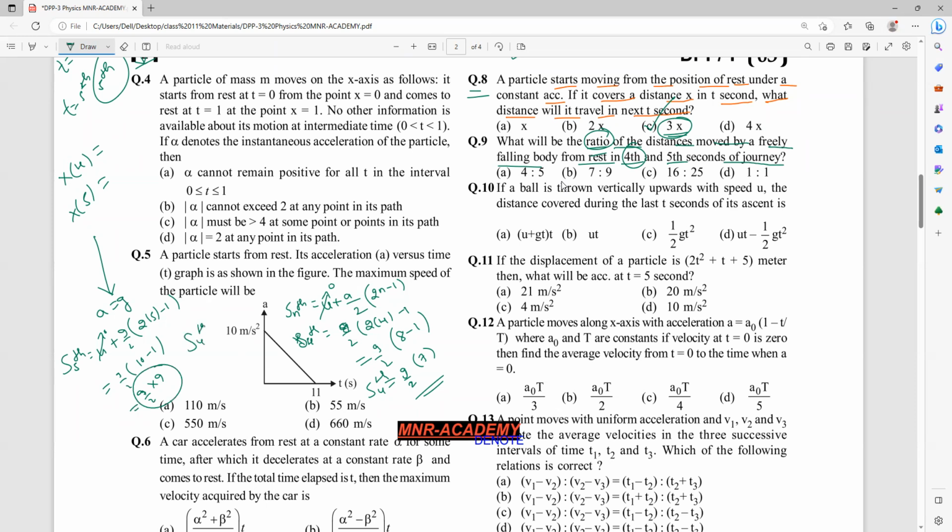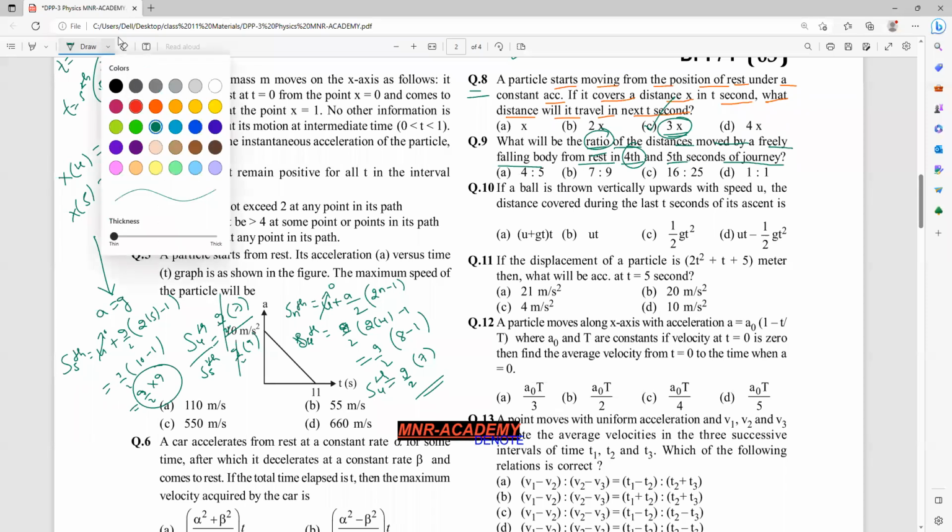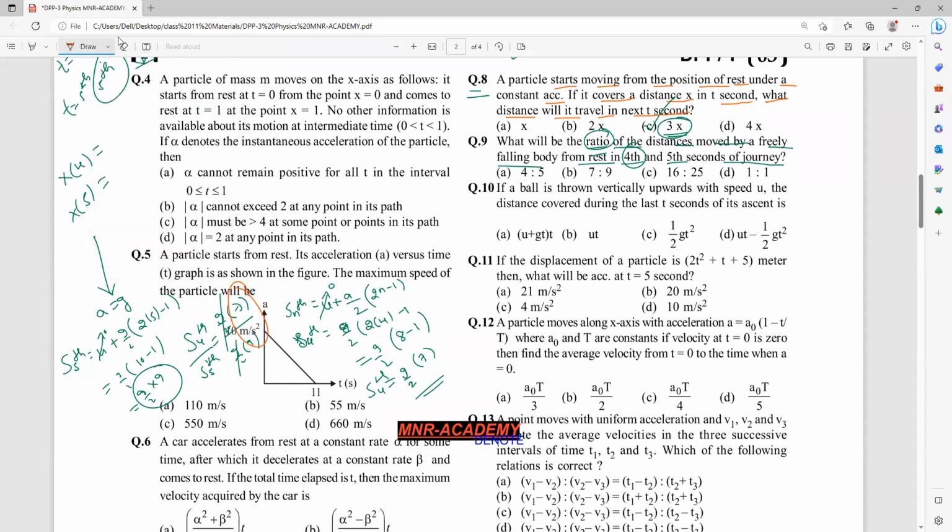So S 4th divided by S 5th, which is equals to what will come? G by 2 into 7 divided by G by 2 into 9. So G by 2 will get cancelled. So what is the answer we'll get? 7 by 9. 7 by 9 is the ratio. So 7 is to 9 is the answer. So what is the correct answer?